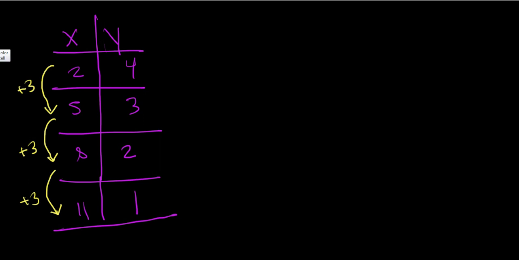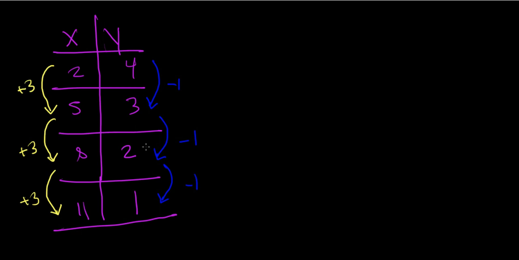Now let's look at the differences between the y values. When we go between 4 and 3, there's a subtraction of 1, so that's a minus 1. When we go from 3 to 2, there's another subtraction of 1, so that's a minus 1. And when we go from 2 to 1, there's also a minus 1.